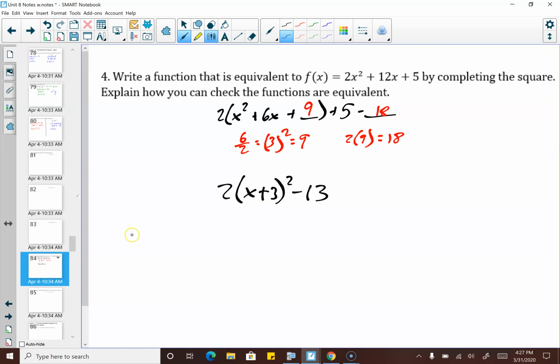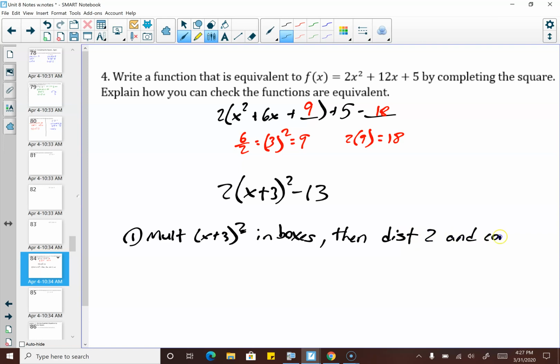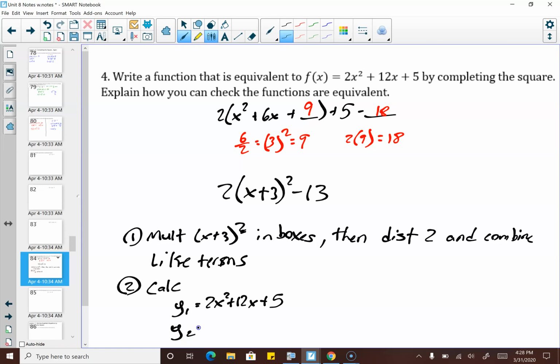We could multiply. So one way would be to multiply the x plus 3 squared in boxes, then distribute the 2 and combine like terms. So that's the long way to do this. The other way to do this would be in your calculator. Y1 is 2x squared plus 12x plus 5. Y2 is 2 times x plus 3 squared minus 13.